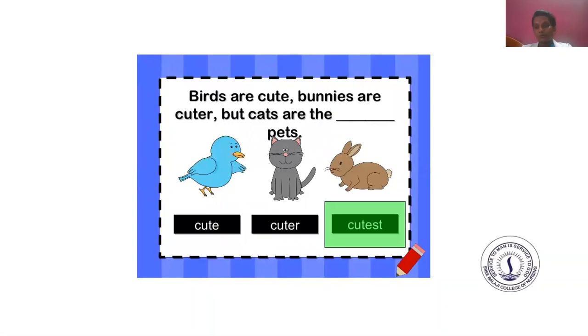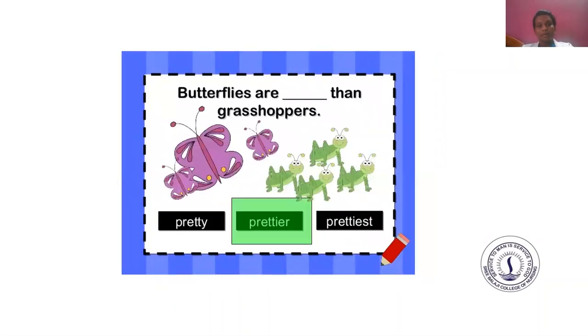Birds are cute. Bunnies are cuter. But cats are the cutest pets. You are comparing cat with two nouns, bunnies and birds. So you are saying among three, cat is the cutest pet. Butterflies are prettier than grasshoppers. Prettier is the comparative form, and you are comparing two nouns, butterflies and grasshoppers. So you are saying butterflies are prettier than grasshoppers.